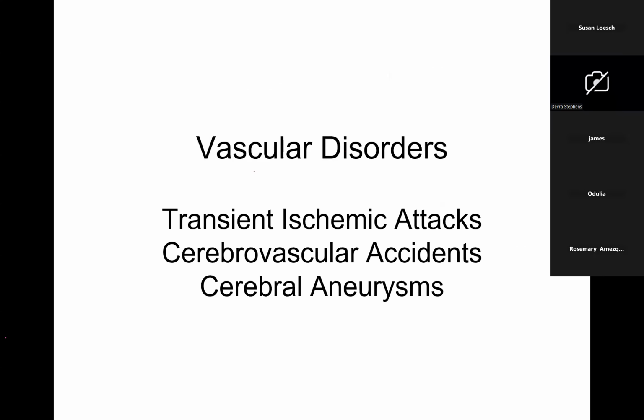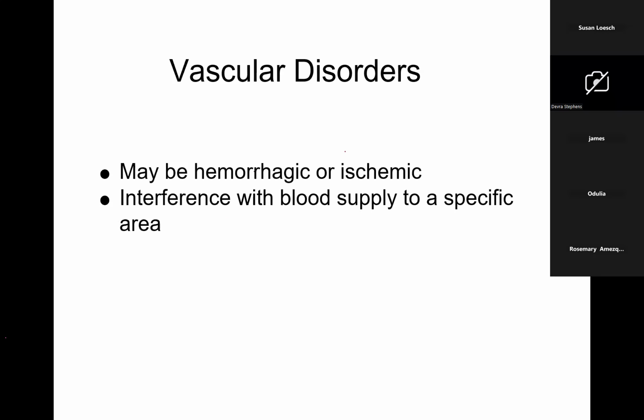All right, next we're going to talk about vascular disorders. So these are like your TIAs, your CVAs, your aneurysms. So these are usually caused because of coronary artery disease of some sort. All right. Vascular disorders can be hemorrhagic or ischemic in origin. If the deficit results from hemorrhage, then additional effects of ICP will cause ischemia and generalized symptoms.